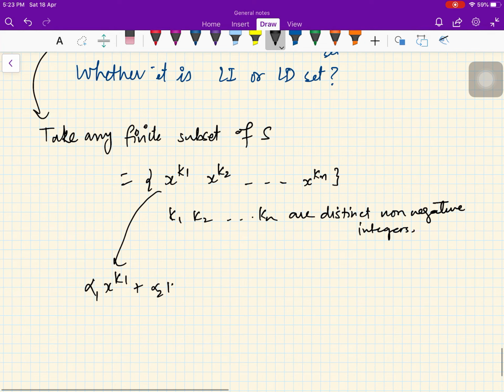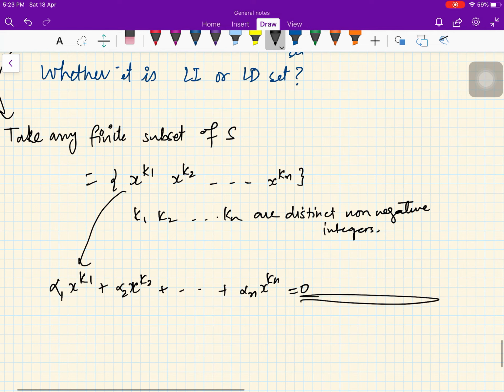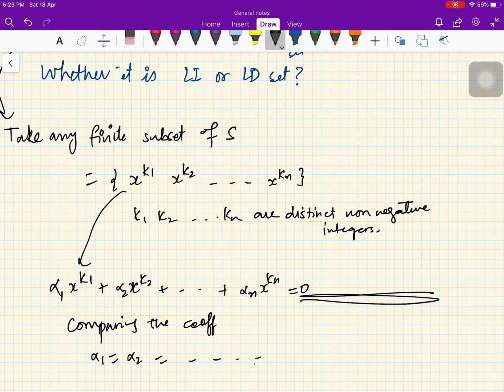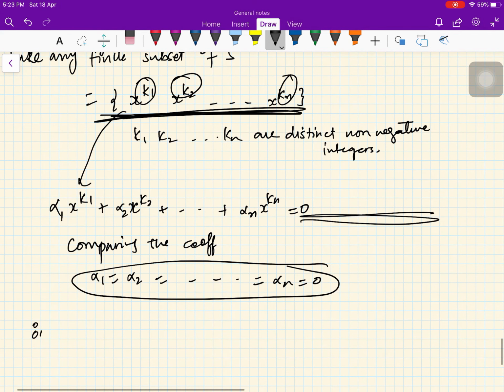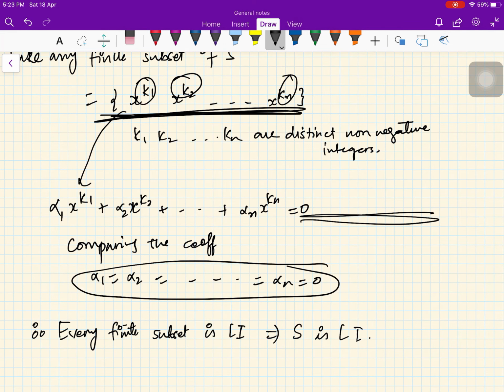Now you have to see whether it is linearly independent or not. So you take alpha 1 x raised to power k1 plus alpha 2 x raised to power k2 and so on, plus alpha n x raised to power kn equal to 0. Now you just compare the coefficients. On the right hand side you have 0 everywhere. So comparing the coefficients, you get alpha 1 equal to alpha 2 equal to ... equal to alpha n equal to 0. And this is true for every finite subset. You take any finite subset, there is no distinction on k1, k2, kn, right? Therefore, every finite subset is linearly independent. It implies S is linearly independent.